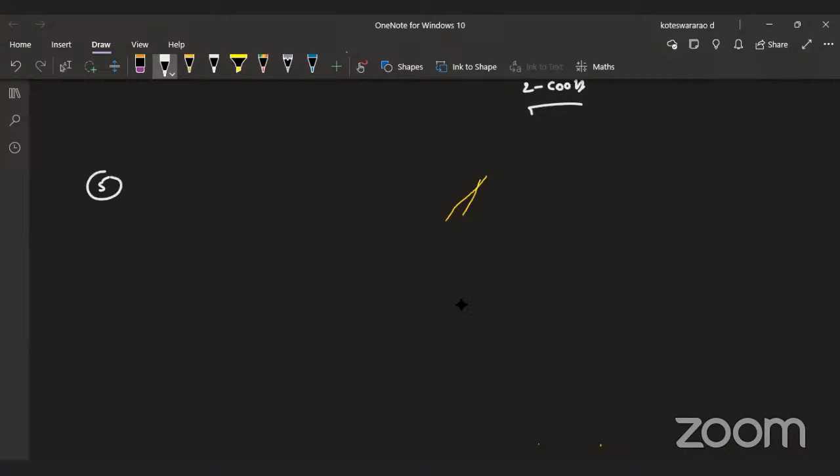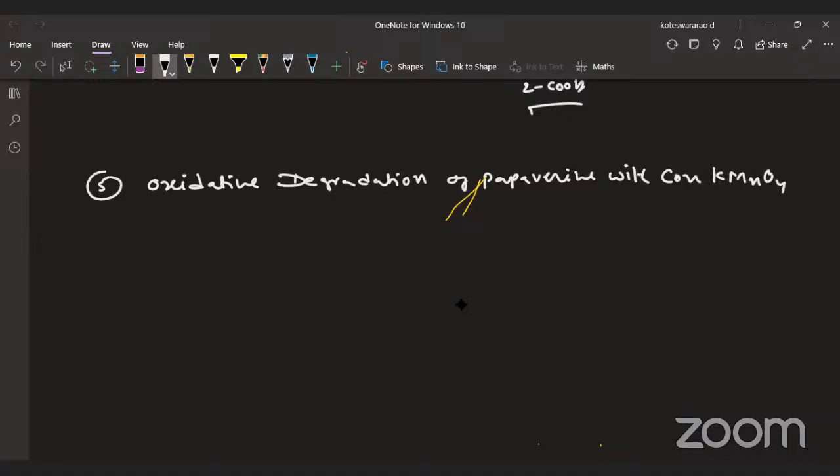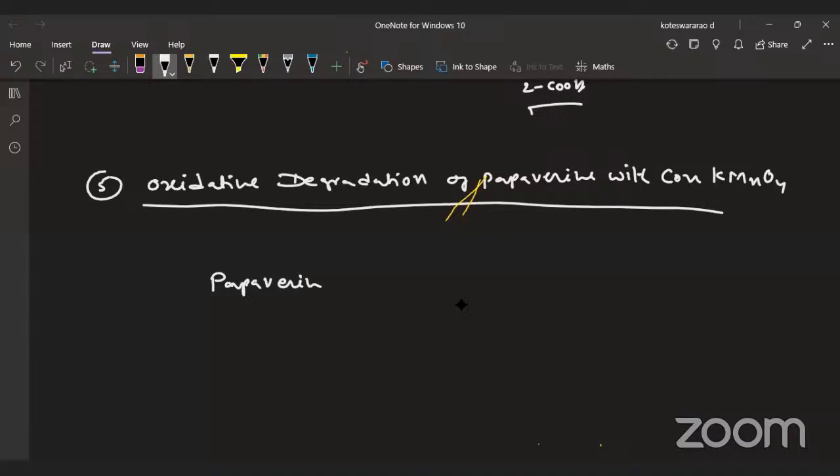Next is another degradation method, the second oxidative degradation method. The previous one was the oxidative degradation method with dilute KMnO4. Here we are using concentrated KMnO4. Oxidative degradation of papaverine with concentrated KMnO4. You take the papaverine, C20H21NO4, which is subjected to oxidation with hot concentrated KMnO4.